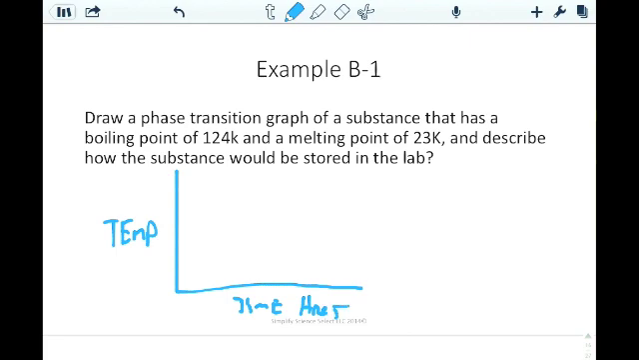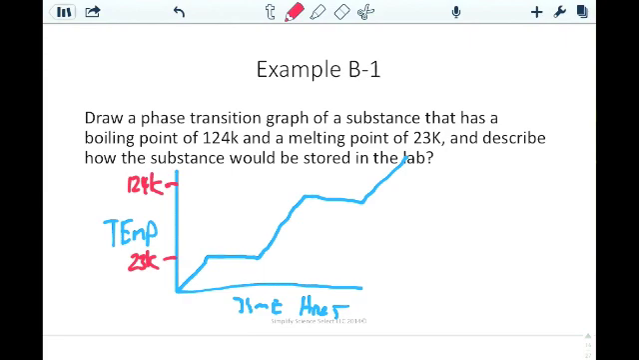And so what we would see is, remember, on all of these you're going to have one, then you have a plateau, slope, plateau, slope. Now remember, at each plateau, the first plateau is you are melting. So that's our melting point. So I'd label that 23 Kelvin. Our second plateau, that is your boiling point. So I'd label that 124 Kelvin.